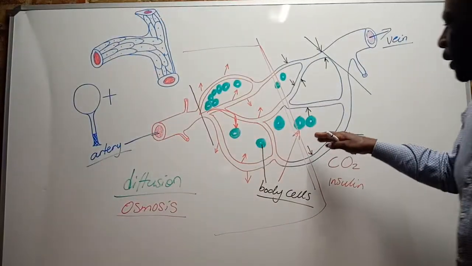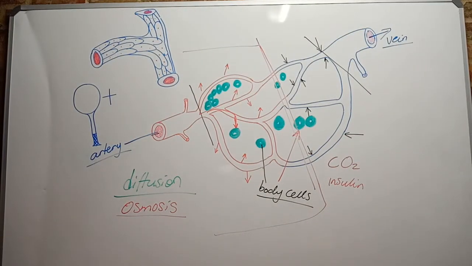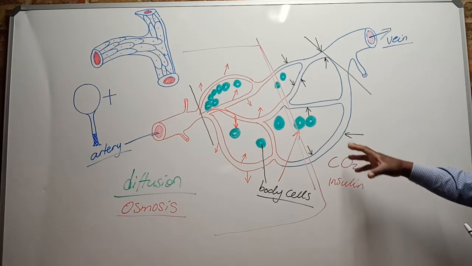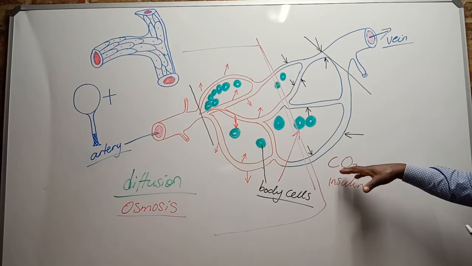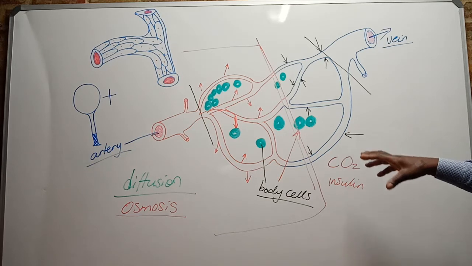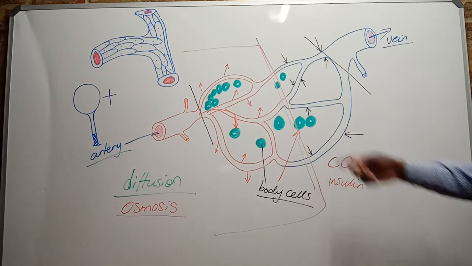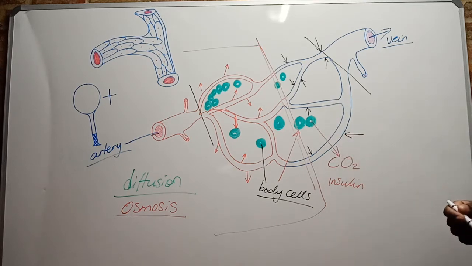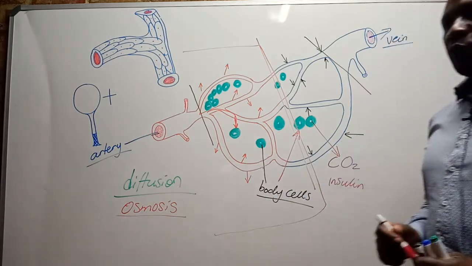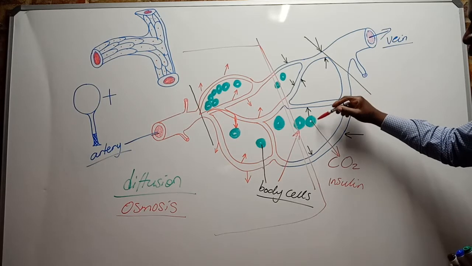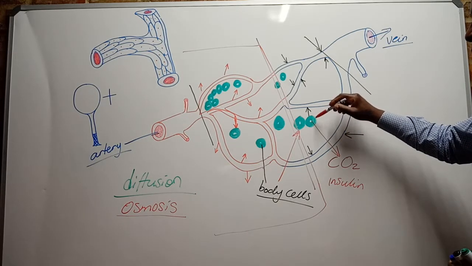Okay, so now at this point, our capillary will be containing carbon dioxide as well as the hormone insulin. That is what is given off by cells. This is achieved through diffusion. There is a lot of carbon dioxide as well as insulin that is produced by cells.